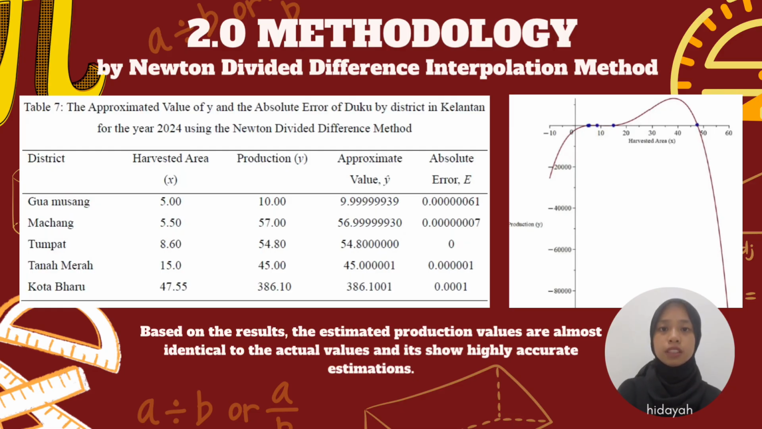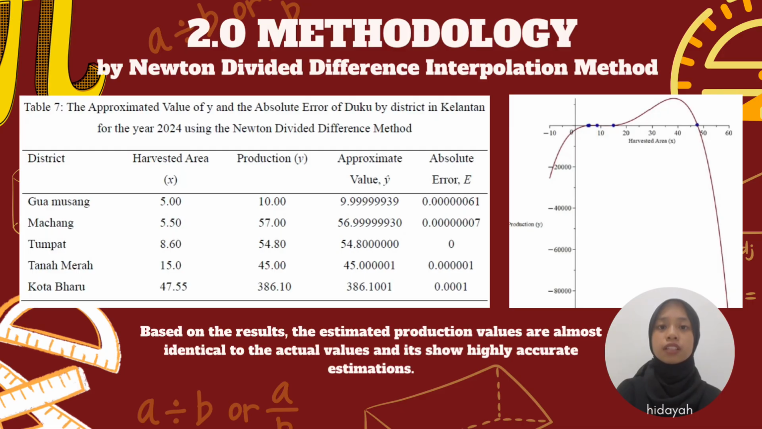Similarly, for Machang, Tumpat, Tanah Merah, and Gua Musang, the estimated values closely match the original production values. Most of the observed errors are almost zero, which shows that the interpolation polynomial successfully reproduces the given data points. This high level of accuracy is expected because interpolation constructs a polynomial that passes through all the original data points used in the calculation. Therefore, when the polynomial is evaluated at these same data points, the estimated values should be very close to the actual values.